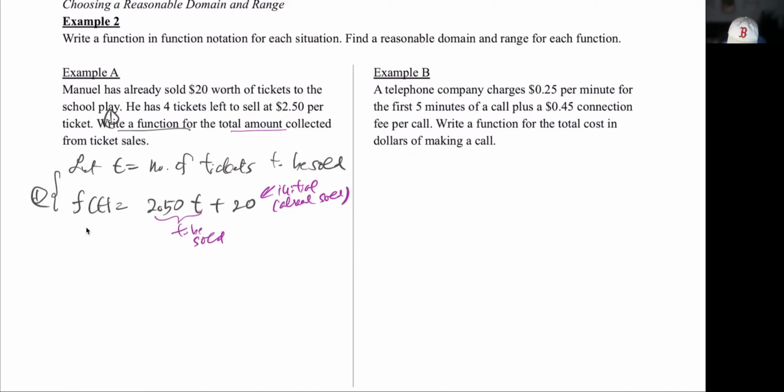Okay. And then over here, it tells you to do what? Just write a function, number one. And number two, find the reasonable domain and range. So part two, what is my domain and what is my range? Okay.